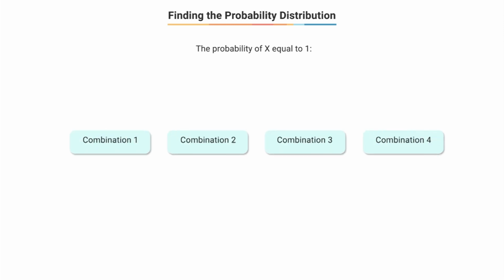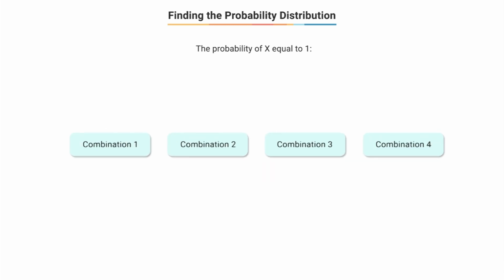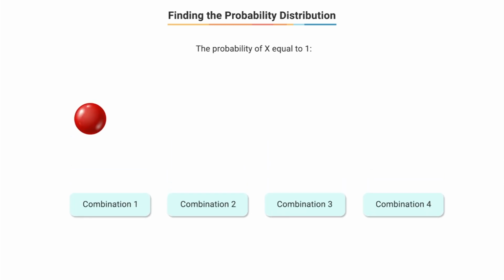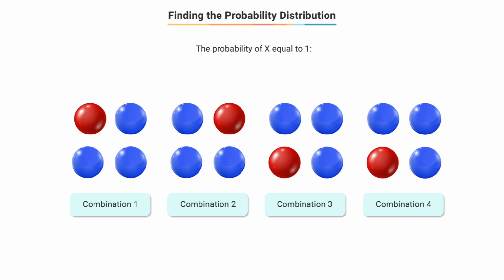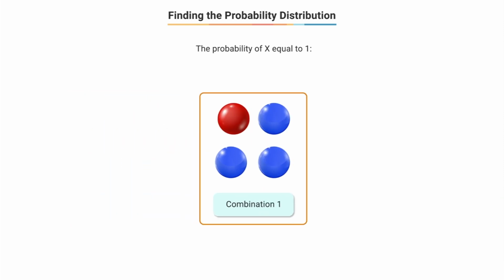Now we'll move on to the second part of binomial distribution. As you may recall, we can find the probability of x equal to 1. There are 4 possible combinations for x equal to 1, namely the first ball being red and the remaining 3 being blue, or the second ball being red and the remaining 3 being blue, and so on.